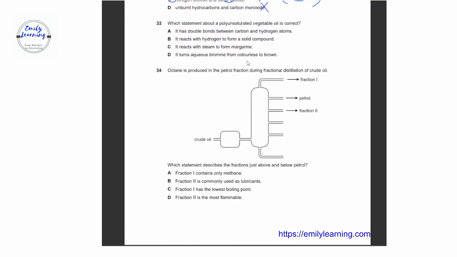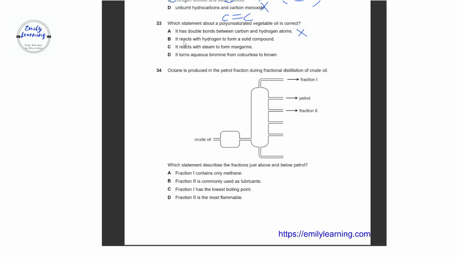Moving on to 33, which statement about polyunsaturated vegetable oil is correct? Unsaturated means it contains double bonds or multiple bonds. Option A says it has double bonds between carbon and hydrogen. This is wrong. Hydrogen and carbon cannot form a double bond because hydrogen only has 1 electron, so it cannot donate 2 electrons for the bonding. Hydrogen will never have a double bond. It's a carbon-carbon double bond, not a carbon-hydrogen double bond.